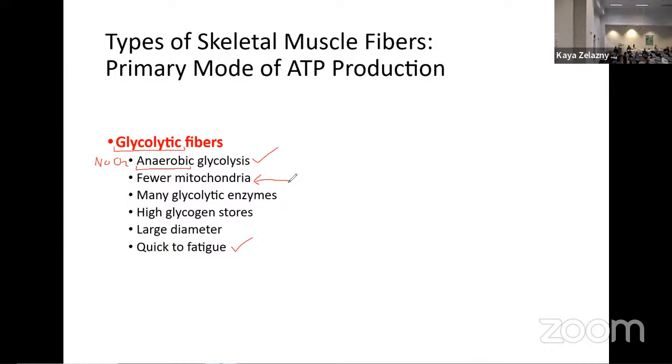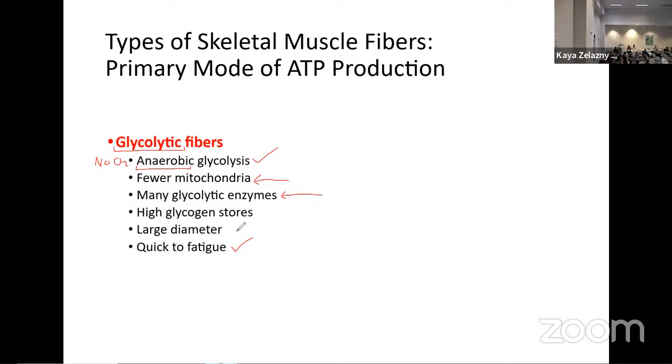What you are going to need is lots of enzymes for glycolysis. So we haven't talked about specific glycolytic enzymes, and we're not going to. But glycolysis does have several steps within it, I think like 10. They're each mediated by an enzyme, right? So enzymes are catalysts for reactions, there are lots of steps. We need enzymes to do glycolysis. So glycolytic fibers can have them.